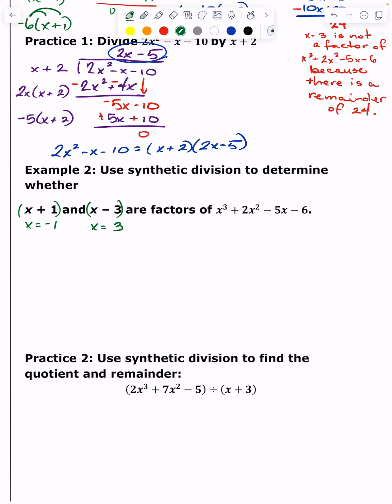We start when we're using synthetic division by just listing the coefficients. So I am going to go with the 1 in front of the x to the third, the 2 in front of the x squared, the minus 5 in front of the x, and the minus 6 as the constant. And I'm just going to list those out here. 1, 2, minus 5, minus 6. I'm going to draw a little box up here, and I am going to plug in the root.